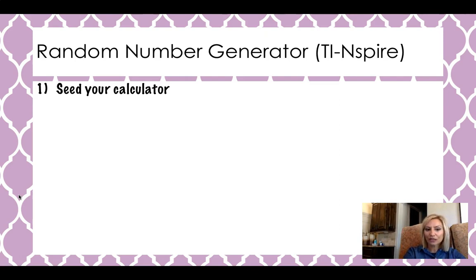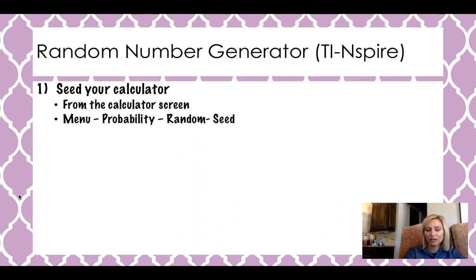So to seed your calculator from the home screen, you're going to create a new document and pick your general calculator screen. From the calculator screen, you're going to select Menu. You're going to pick the Probability menu, your Random, and then Seed on your calculator. Your calculator will say Random Seed and then ask you for a unique random number.